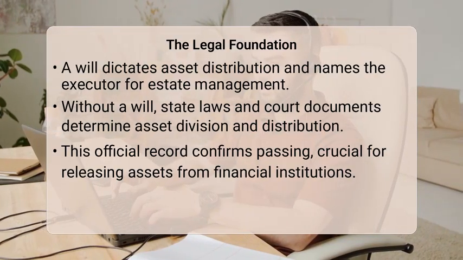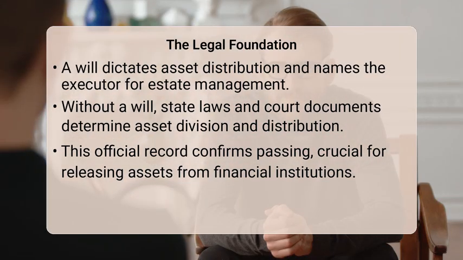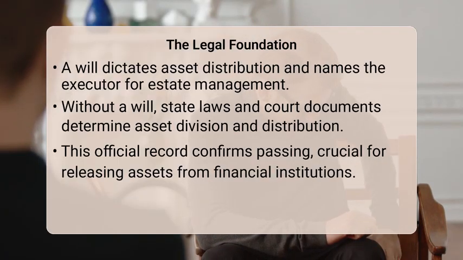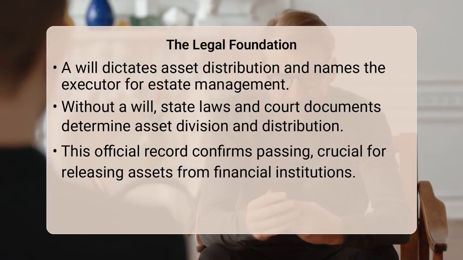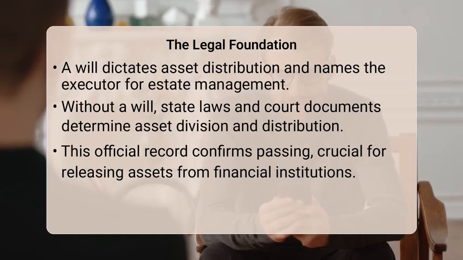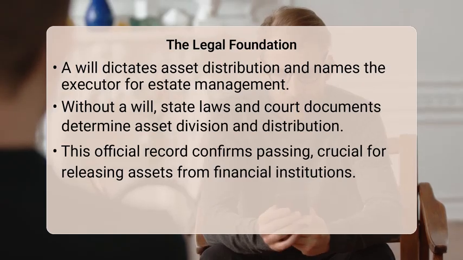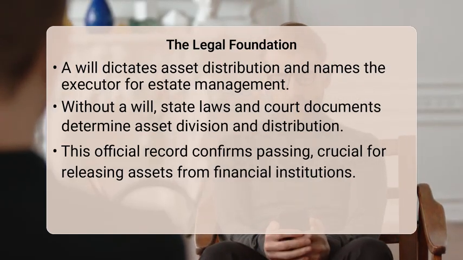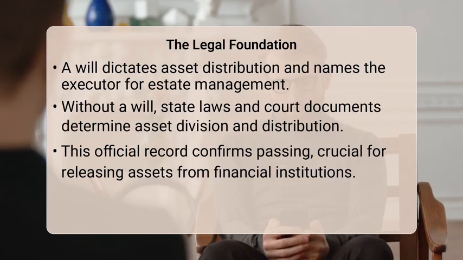The last will and testament legally specifies who inherits which assets and often names an executor to manage the distribution. Without a will, state intestacy laws dictate how assets are divided, which typically requires court intervention and documentation. The death certificate officially confirms the passing, which is required by financial institutions and other entities to release assets. Identifying beneficiaries protects against fraud and ensures the assets go to the intended recipients.